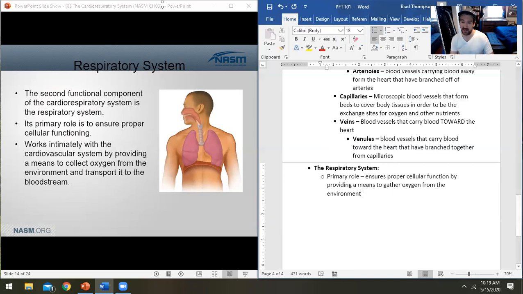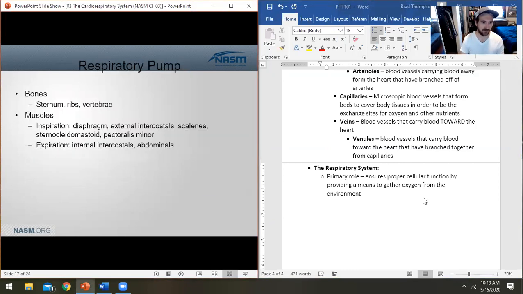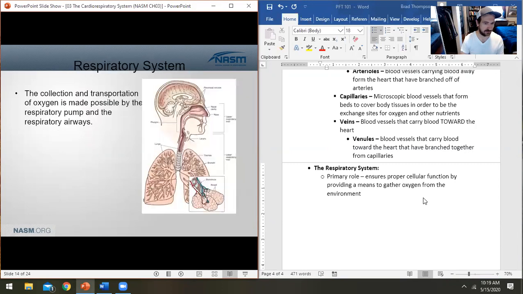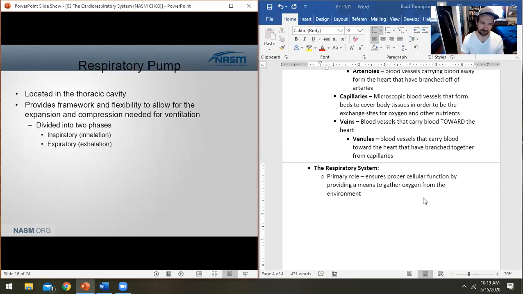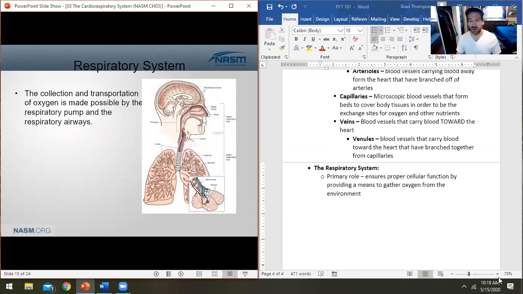And obviously it works very intimately with our cardiovascular system, right? Okay, so the two primary sections that you've got are going to be your respiratory pump and your respiratory passageways. Respiratory pump's pretty easy to understand.